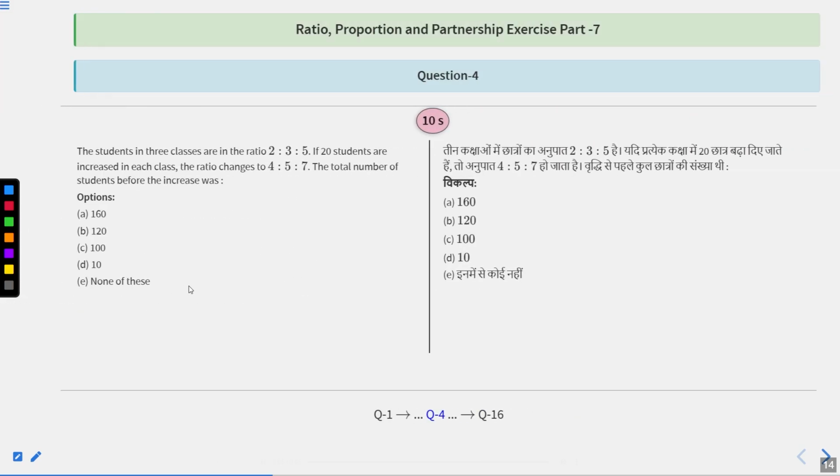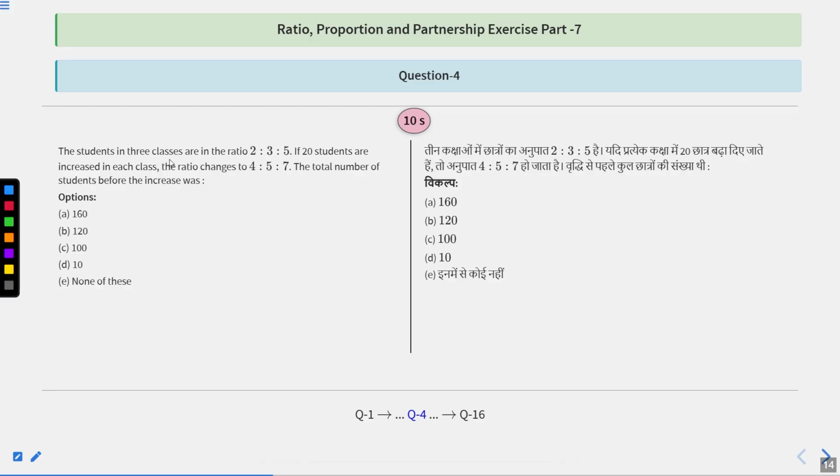Next one. The students in 3 classes are in the ratio 2:3:5. If 20 students are increased in each class, the ratio changes to 4:5:7. The total number of students before the increase was. You have 5 options and 10 seconds to solve this question. Your time starts now.